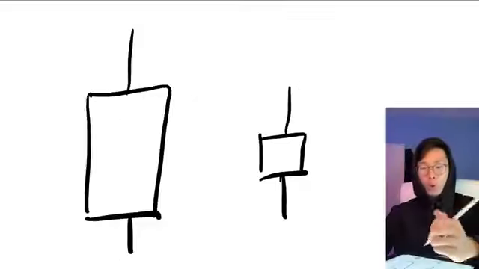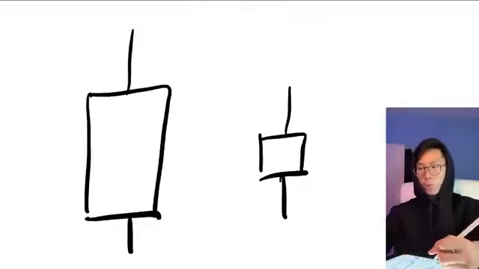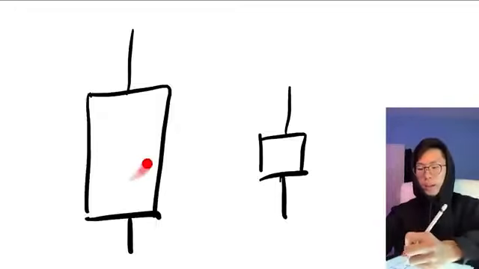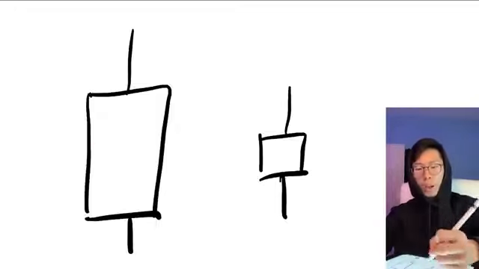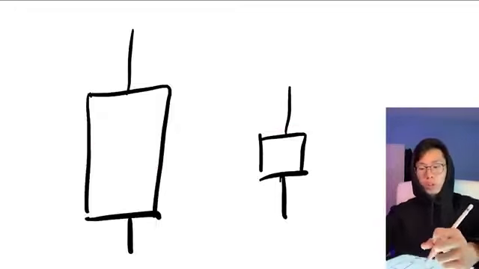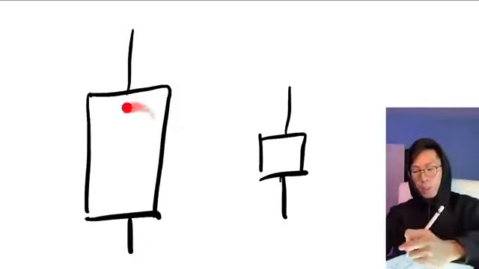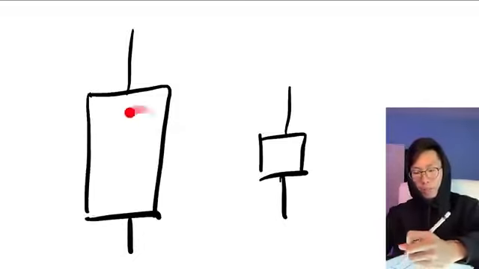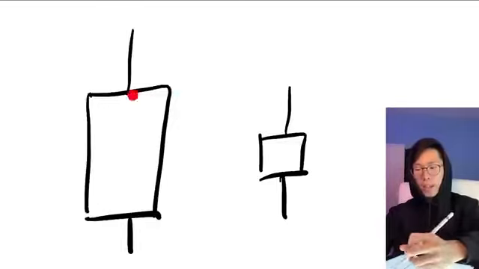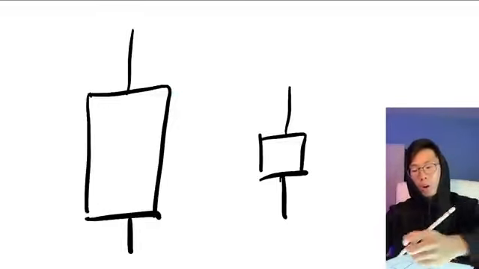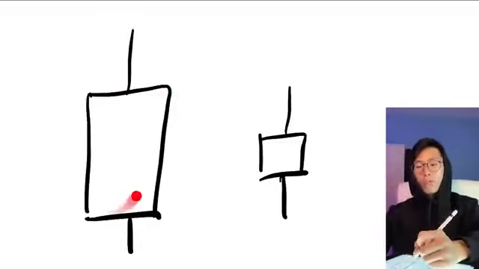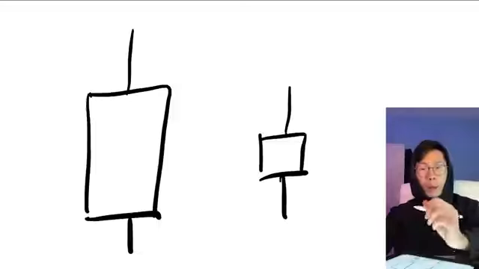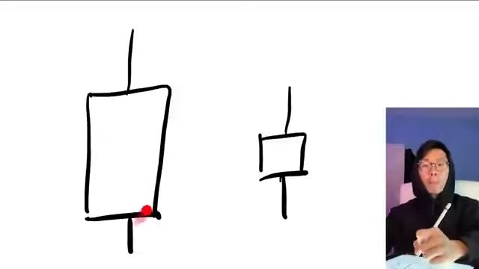Alright. Next, I want you guys to compare these two candlesticks right here. You can see this candlestick has a longer body, right? While this one has a shorter body. So what does this mean? This means that this candlestick has more buying pressure, because the longer body means there is more volume, more buyers, and more momentum in the market.